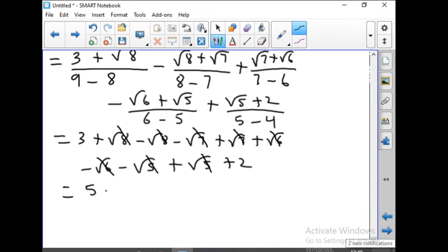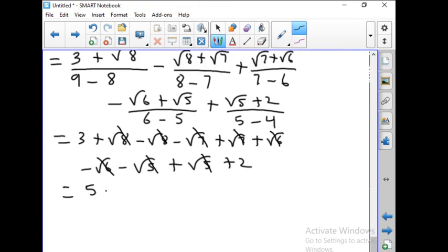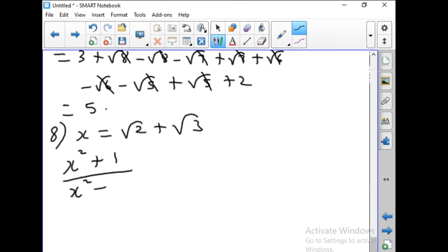Okay. Now we'll go to the next question. Question number 8, which is the last question in the exercise. If x is equal to root 2 plus root 3, find x square plus 1 by x square minus 2. Okay, now this is equal to, take x out. So what will be remaining? x plus 1 by x. Check by taking x inside.